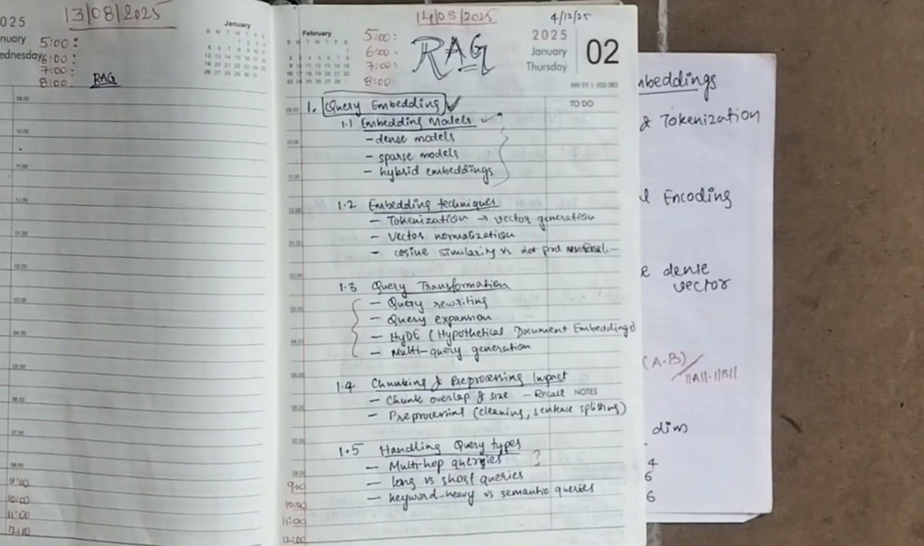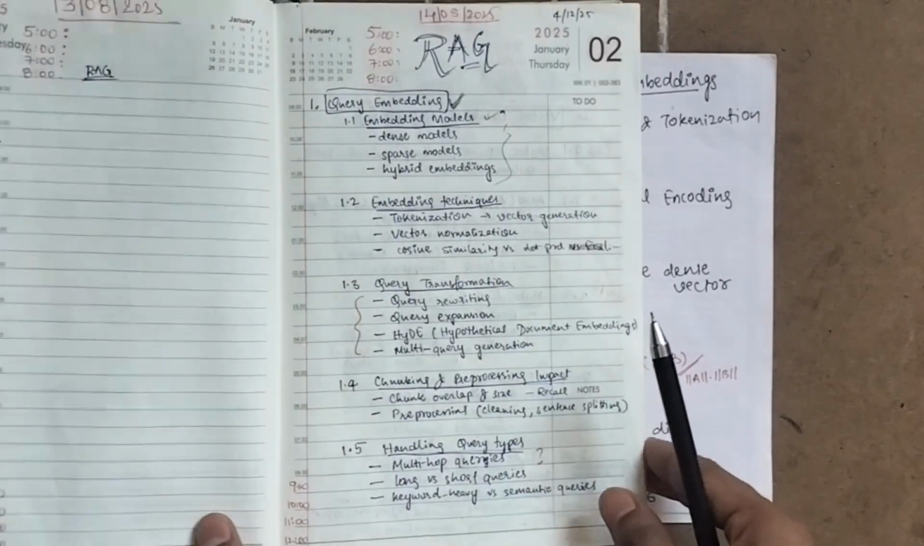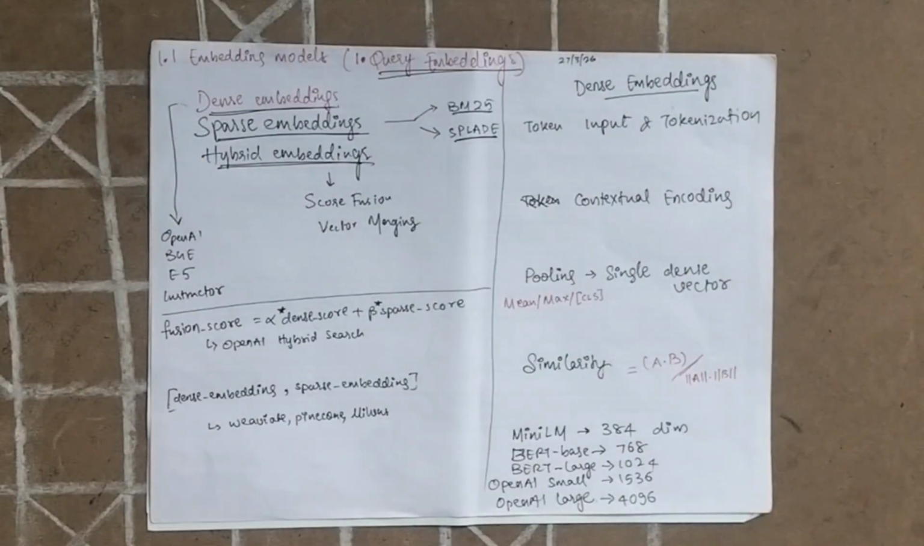We'll be covering query embedding, and in this video I'll try to cover only the first part, 1.1, which contains dense models, sparse models, and hybrid embeddings. These are the rest of the topics for the upcoming videos, just for you to know the topics and the flow. Okay, right. So now we have embedding models.